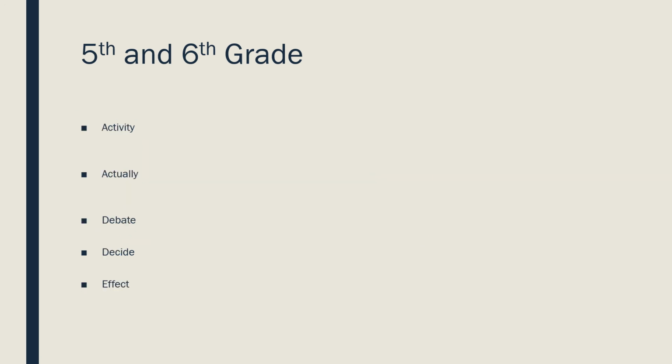Activity. Here's some sentences with activity. We will plan the activity so we'll know what we're doing at that time. What activity are we going to do? So an activity is something that you do. It could be anything. Could be a game, could be schoolwork, could be anything. It's not specific.